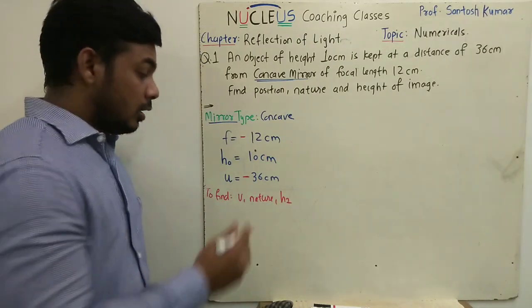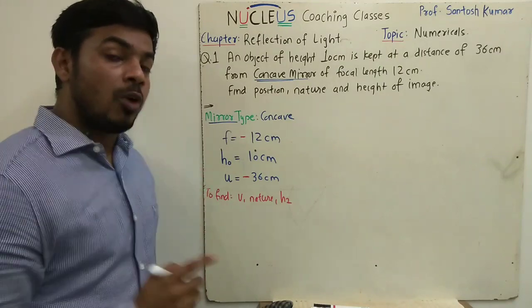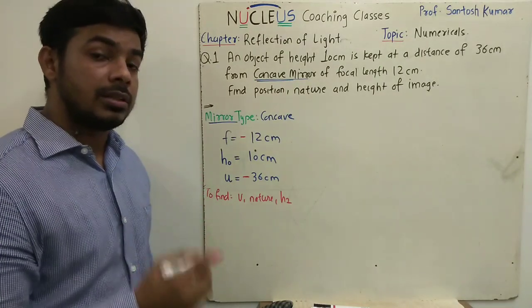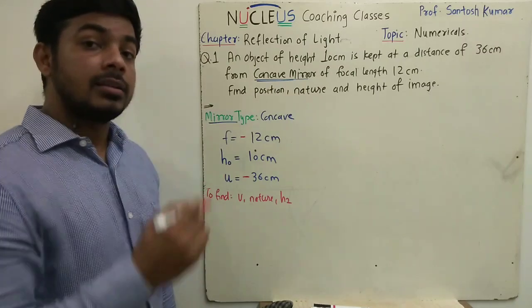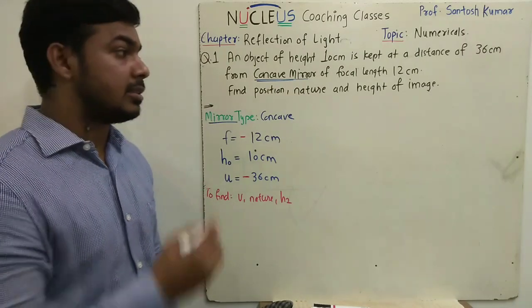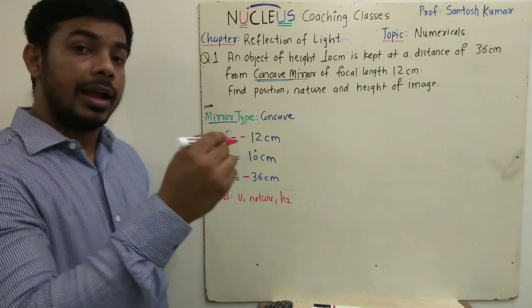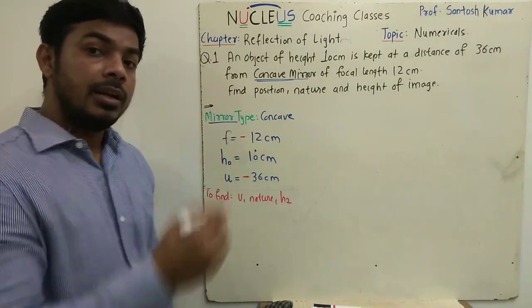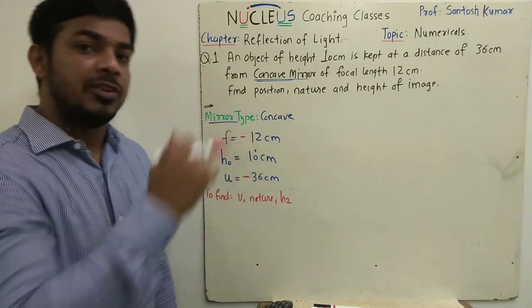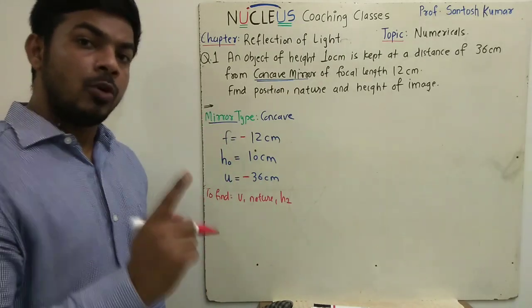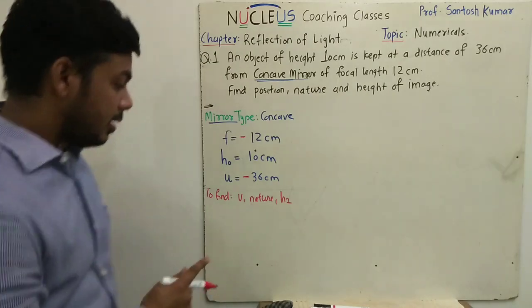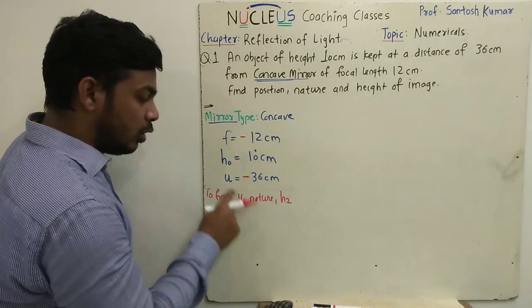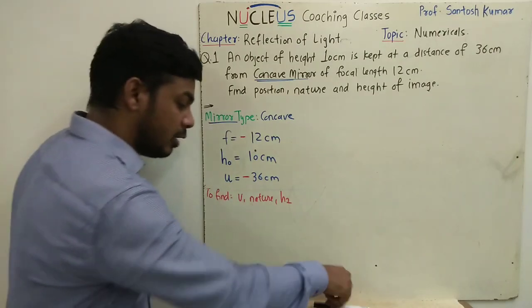So I can simply write: to find v, nature and hi. To solve this we have got only two formulae. Remember, one is the mirror equation, which is 1 upon f equal to 1 upon v plus 1 upon u, and the other is the formula for linear magnification, which is m equal to height of image upon height of object, which is also equal to minus v by u. Remember, we have only two equations to solve numericals on spherical mirror. So I know f, I know u. Can I get v? Yes, by using mirror equation.